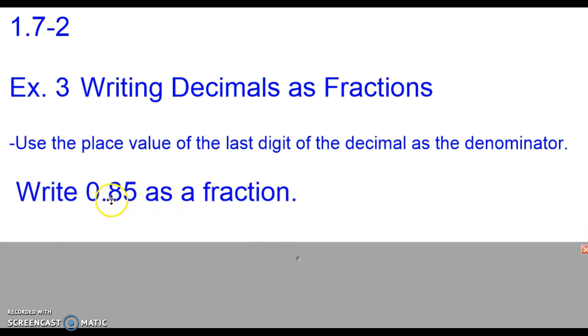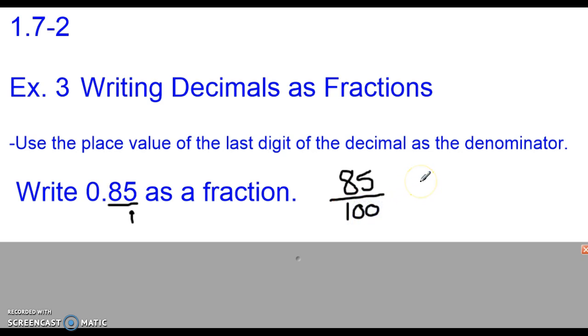This says write 0.85 as a fraction. Now in class I will say this as 85 hundredths. And how I do that is my 8 is in my tenths digit and my 5 is in my hundredths digit. Now since this 5 right here is in the hundredths digit, I'm going to take the decimal 85 and put it over 100, since that was the hundredths place.